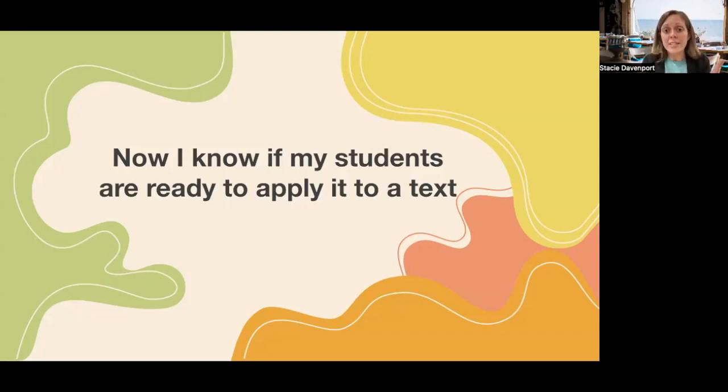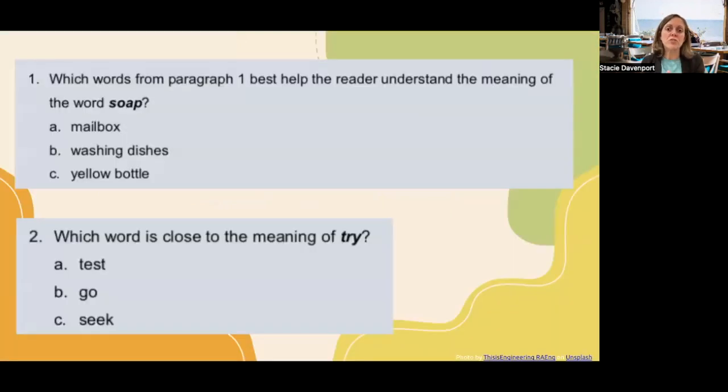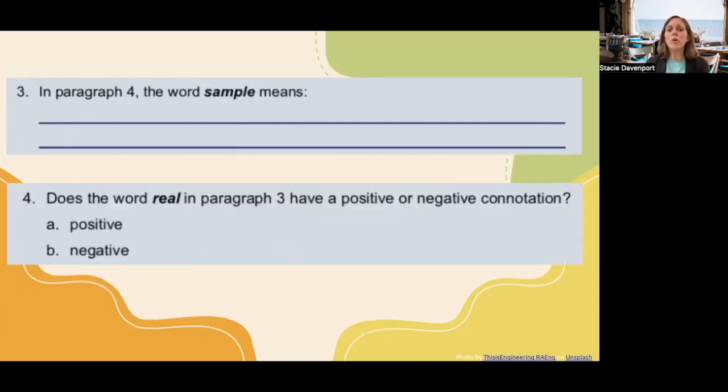They're going to have to look at the context. So these are some of the questions from my text. Which words from paragraph 1 best help the reader understand the meaning of the word soap? So here, because it says meaning, I want them to look it up in the dictionary. So no matter how good their English level is, they're all looking up the word soap, and then they can pick out of these which one is the best. Which word is close to the meaning of try? Again, it says meaning, so they're going to look it up in the dictionary. They look up that word try, and then they're going to see which one of these is closest to that word. In paragraph 4, the word sample means, and I want them to be able to tell me what it means.